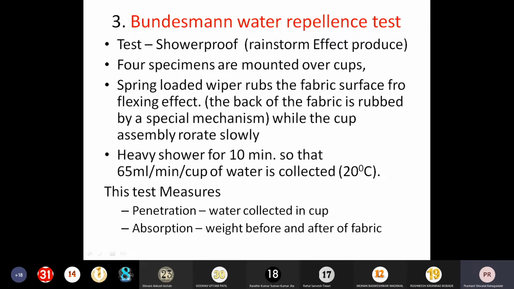ये हम कोशिश करेंगे. तो 4 कप है तो 65 एक कप के ऊपर गिरना चाहिए, तो उस टाइप में हम सेट कर देते हैं एक्सपेरिमेंट को. 65 ml ऑफ वाटर पर मिनट हर एक कप पे गिरना चाहिए, ये हम यहाँ पे कोशिश करें. ठीक है.